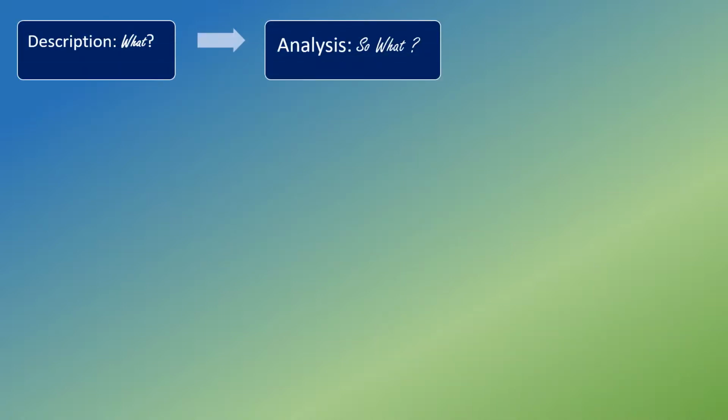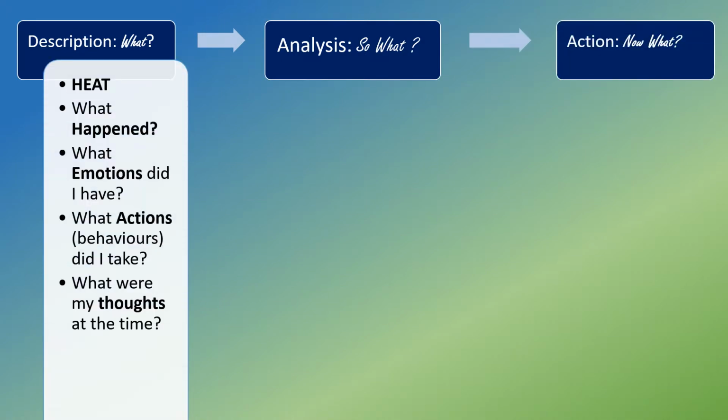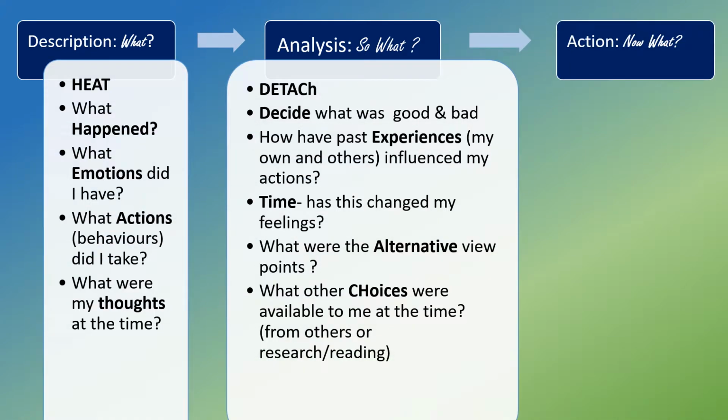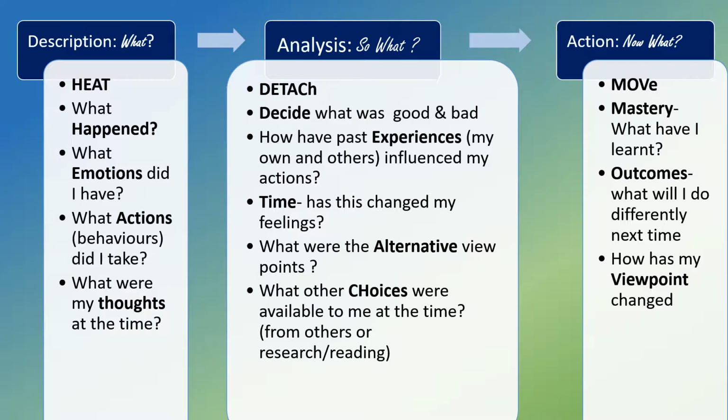So this slide goes through the 3 stages of reflection and the components that I've created the acronym to help us remember. So heat was around what happened, emotions, actions and thoughts. Detach is deciding what was good and bad, experiences, time, alternative and choices. And move was mastery, outcomes and viewpoint. For more details about this, please refer to my first video in this 2-part series.